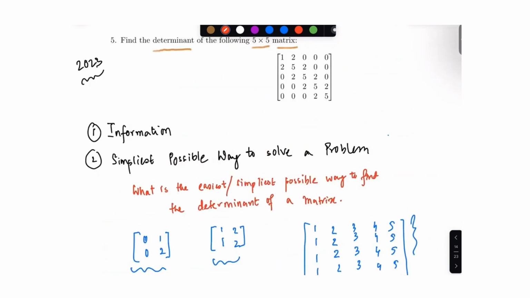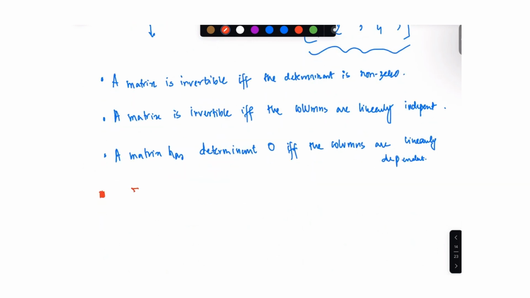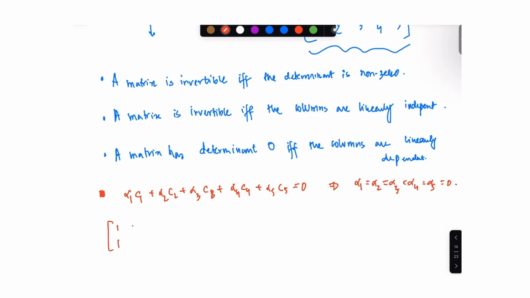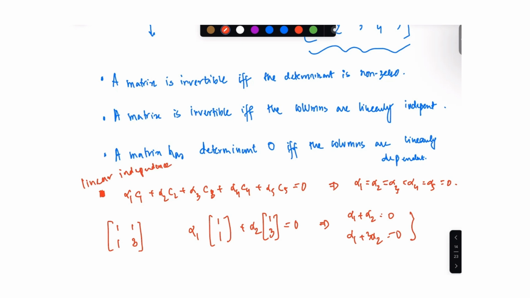Linear independence means, if you have 5 columns, let's say, if alpha 1 c1 plus alpha 2 c2 plus alpha 3 c3 plus alpha 4 c4 plus alpha 5 c5 is equal to 0, it implies that all the alpha i should be 0. Now let's take a simple example, like the matrix 1 1, 1 3. The columns are (1, 1) and (1, 3). If you do alpha 1 plus alpha 2 equal to 0, and alpha 1 plus 3 alpha 2 equal to 0, if you just subtract, you get both alpha 1 and alpha 2 are 0. It's very easy, right? So this is linearly independent, therefore it is invertible, and therefore it has non-zero determinant.